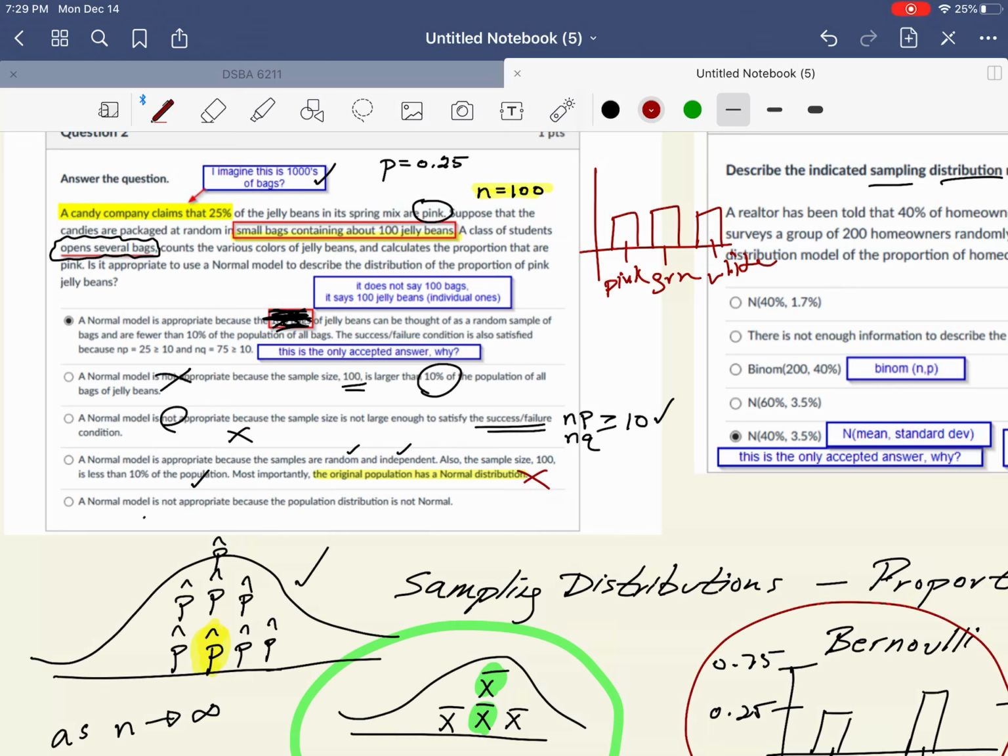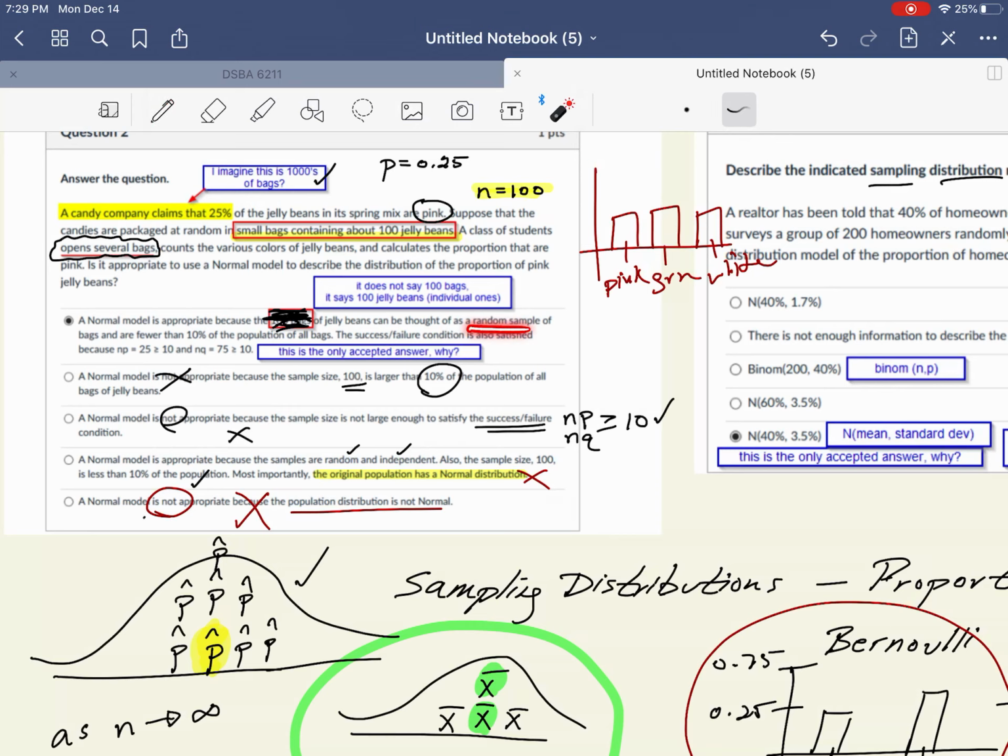And here they contradict themselves. I guess they're trying to get us to think that the population distribution is not normal. Actually, it probably isn't. You're right. We really don't care, though, as long as we meet the criteria for sampling distributions for this to kick in, right? So the normal model is not appropriate? Well, no, it is appropriate. Okay. It's appropriate because, here, let's read it.